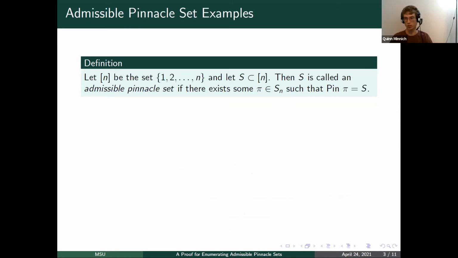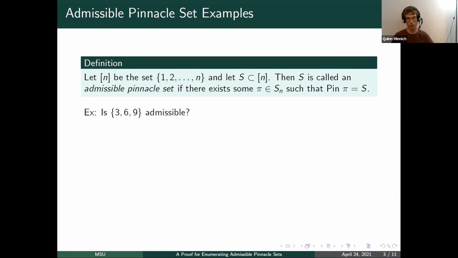Given a permutation, you could find the pinnacle values without too much trouble. It's worth asking, can we go backwards? If you take a subset of the numbers 1 through n, is it possible to find a permutation that has those numbers as the pinnacle values? If it is possible, then we say that set is an admissible pinnacle set, and otherwise it's not admissible.